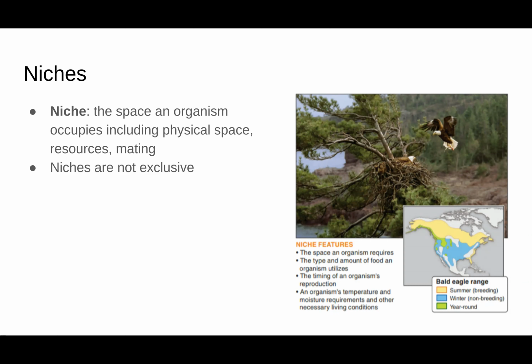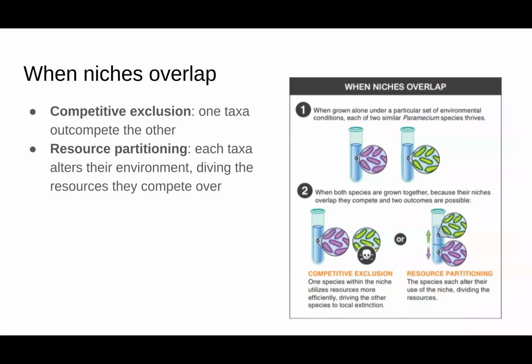Niches themselves are not mutually exclusive. And so niches can be occupied by multiple different organisms. So you can have two species of eagles that have very similar niches that do have some overlap. And when you have that overlap, it does lead to what's called competition between these organisms. And we can have two different avenues that we can see here. When you have two niches that overlap, we can have what's called competitive exclusion, where one taxa completely outcompetes the other. So it essentially drives the other taxa away. And then we can also have what's called resource partitioning, where each taxa essentially alters the environment, dividing the resources that they're competing over within that niche.